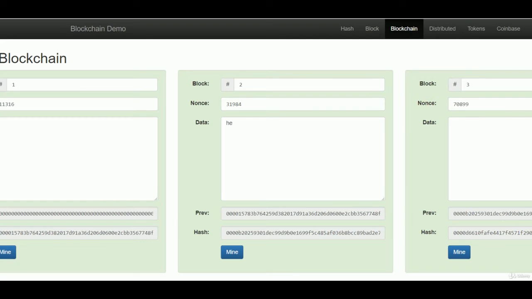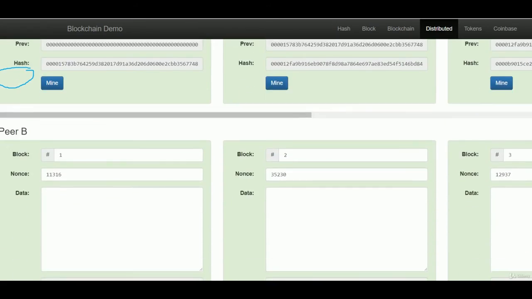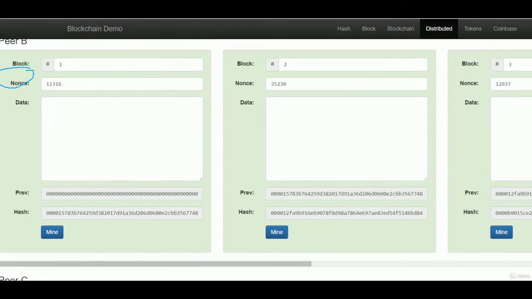Next we are going to see about the distributed part. Distributed, in the sense we have seen, means a replica of the blockchain will be stored in all the peers. So here we have 3 peers. Let me scroll down. Peer A, peer B and peer C. So here we have 3 peers.